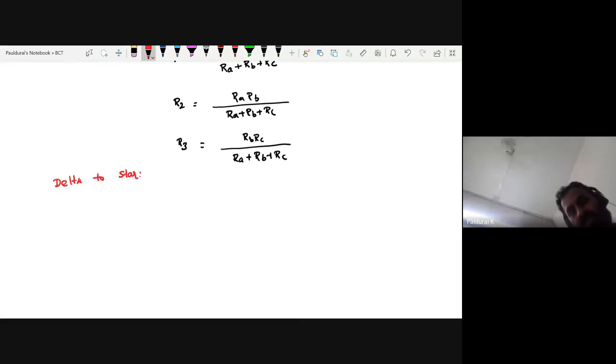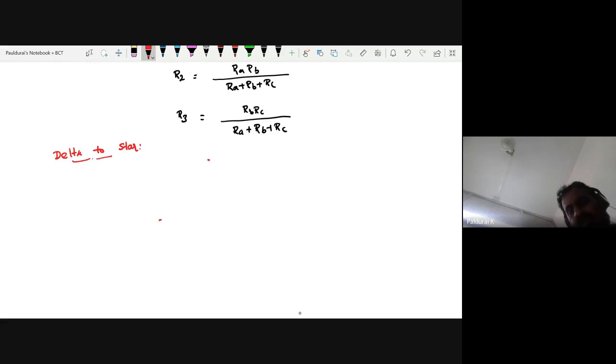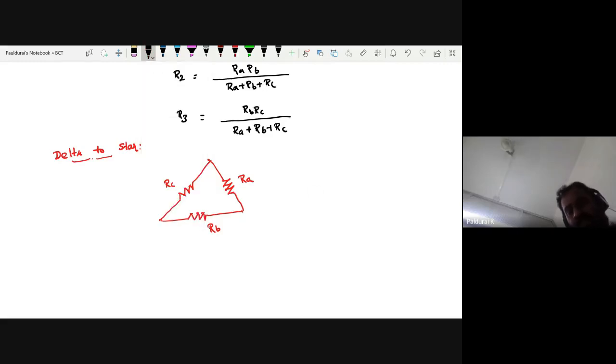Delta to star. For your reference, once again I am drawing this delta here. This is my delta. My notation is always RA, then clockwise RB, then RC. Now the star, I will choose another color. This is my star. My notation is always R1, R2, and R3.